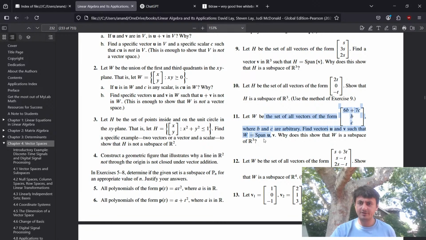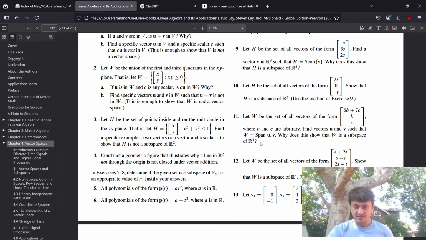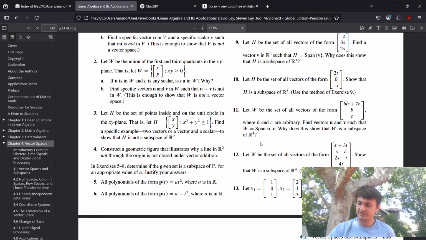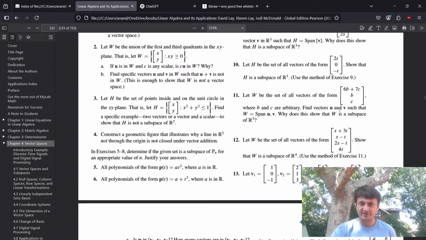Now this is a plane through the origin because you have two free variables. So for 11, 6b plus 7c, bc, we can write it as b times (6, 1, 0) plus c times (7, 0, 1). Find vectors u and v such that W is equal to the span of u and v. So we just did that. You basically just strip out the b and the c into two separate column vectors, and then you're done.